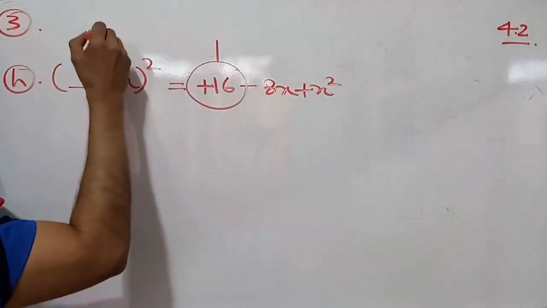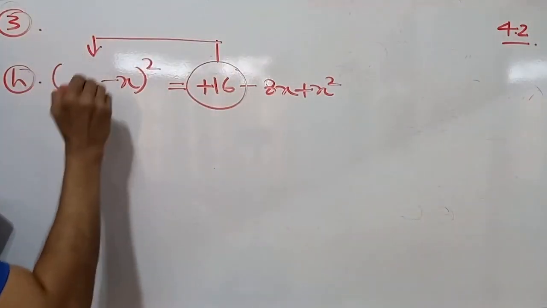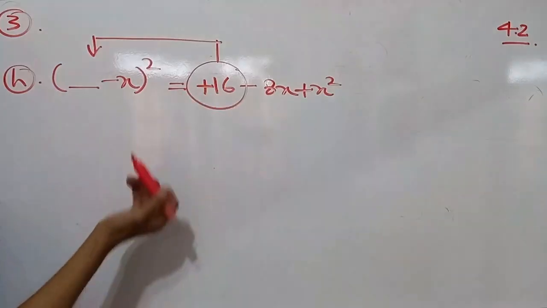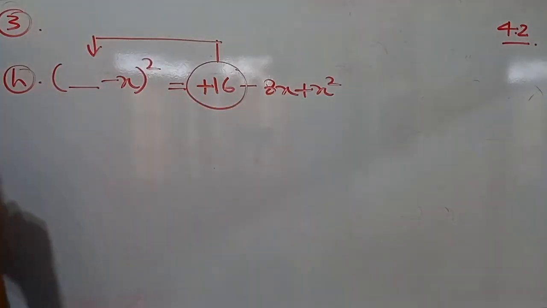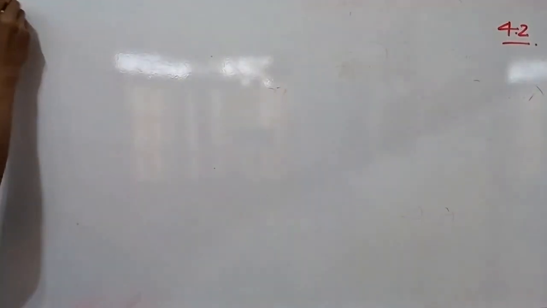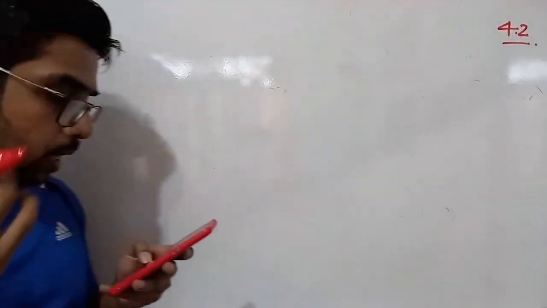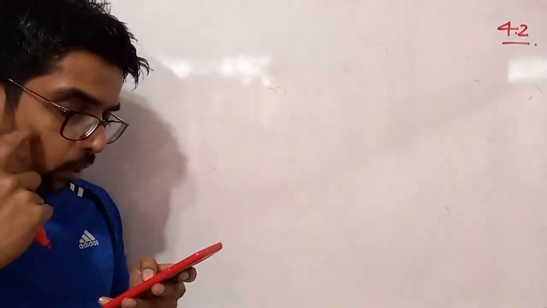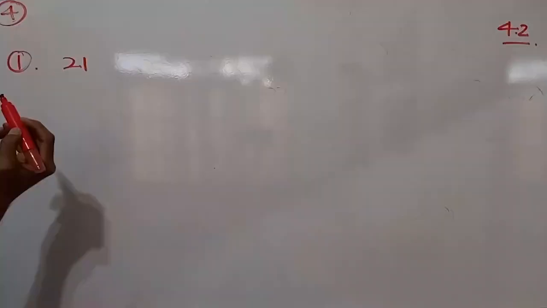So we can calculate this term by getting what? Square root of 16, right? So that is what? 4. Exercise 4.2, question number 4. Write each of the following as a square of a binomial expression and find the value, right?